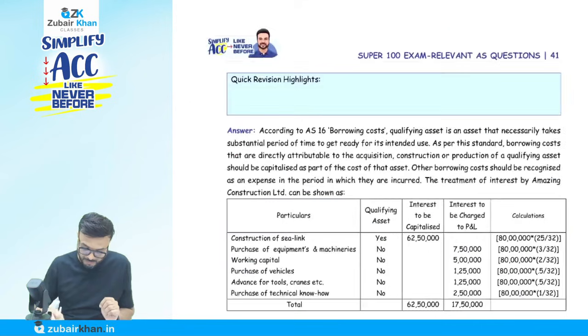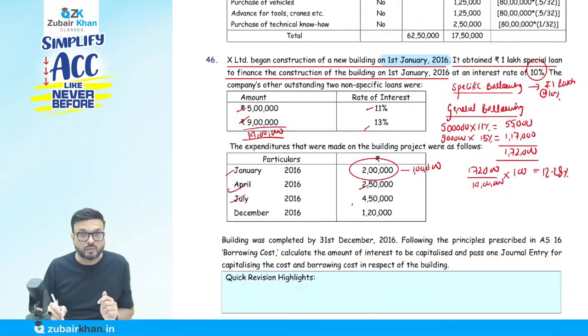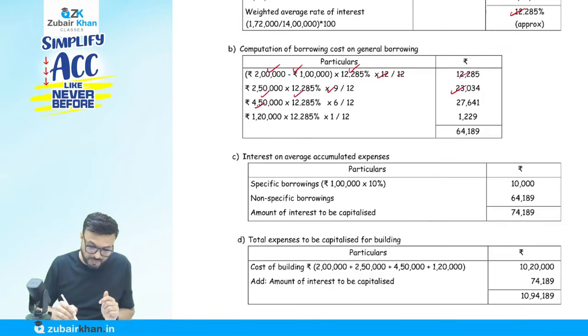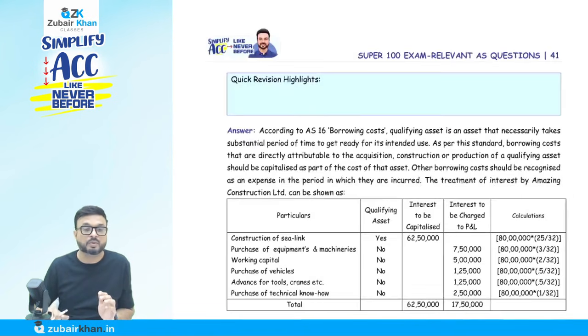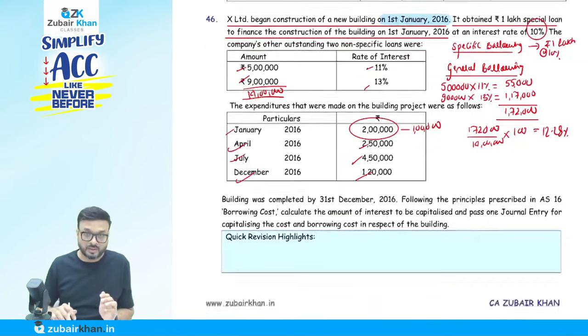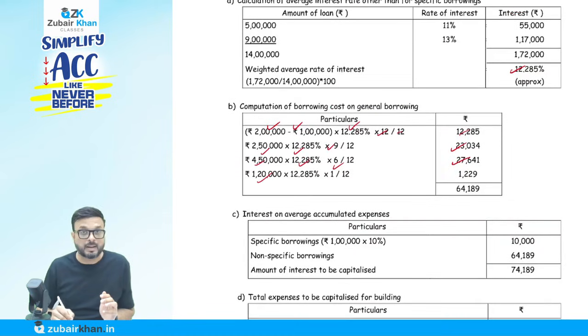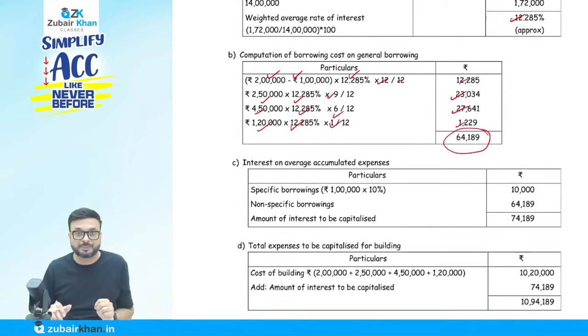This much amount is coming now. Now in July that year, 4 lakh 50,000. 4 lakh 50,000 from July to December, that is 6 by 12, multiply by the capitalization rate. This is the amount of interest that we're going to capitalize. Now December, 1 month, 1 lakh 20,000 multiply by capitalization rate, 1 by 12. So this much is the capitalization of the borrowing cost. Okay, general borrowing, this much you will capitalize. And for the specific borrowing, which is very simple, we have taken a 1 lakh loan for the specific at 10%. So this much you're going to capitalize.